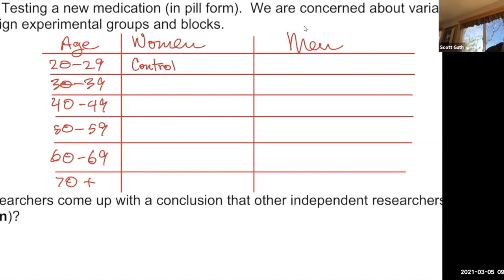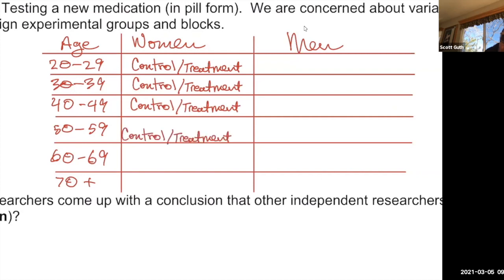I think I'll do a slash. That makes more sense to me. So you see that each one of these blocks has two groups. Does that make sense to everybody? So this is basically a pretty complicated study if I'm going to make blocks like this. This is many, many groups.